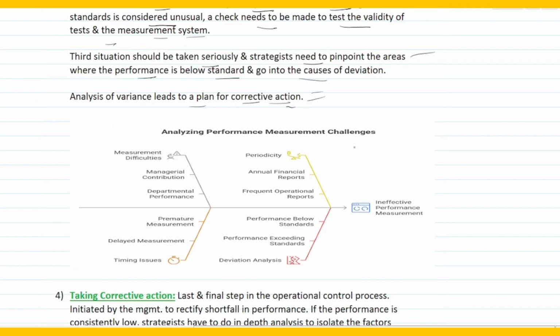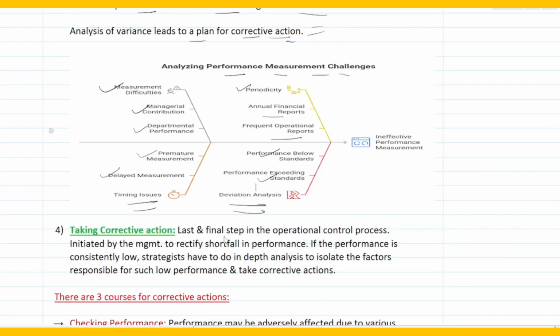Now look at the figure, you would be able to understand this easily. Analyzing of performance measurement challenges. Fine. So first of all, you can have measurement difficulties. This can be due to managerial contribution or departmental performance. Then you talk about the periodicity, that is annual financial reports or frequent operational reports. Then you also talk about the timing issues, which can be premature measurement or delayed measurement, and deviation analysis. So below standards or exceeding standards. If it is exactly the standards, then nothing needs to be looked into as much.